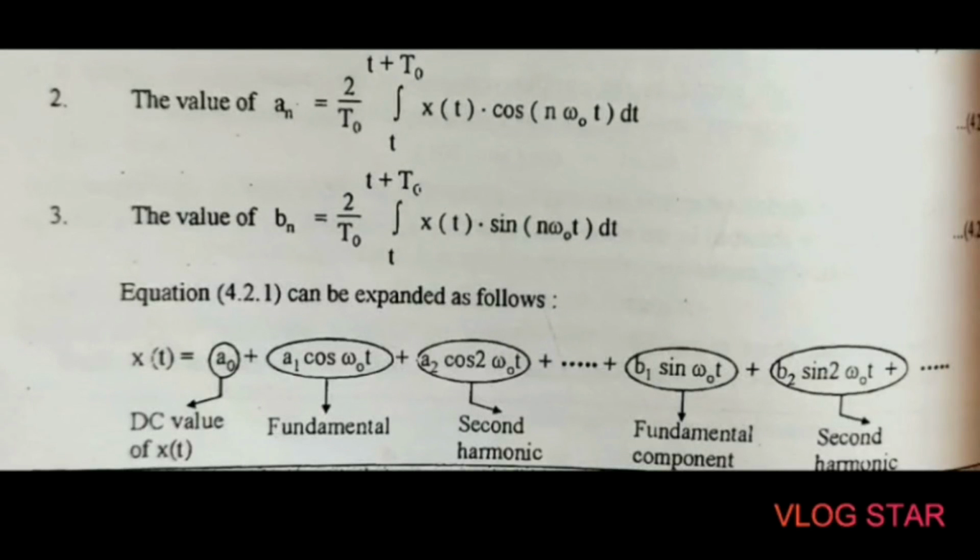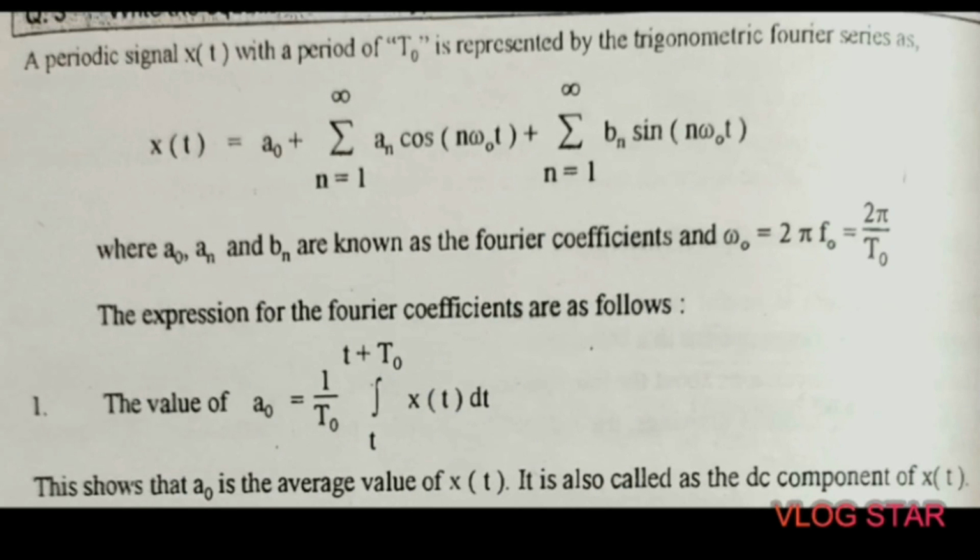The first type of continuous time Fourier series is the trigonometric or quadrature Fourier series. In that, a periodic signal x(t) with the period T0 is represented by the trigonometric Fourier series as x(t) = a0 + summation n=1 to infinity an cos(n omega0 t) + summation n=1 to infinity bn sin(n omega0 t), where a0, an and bn are known as Fourier coefficients, and omega0 = 2 pi f0 or 2 pi by T0.